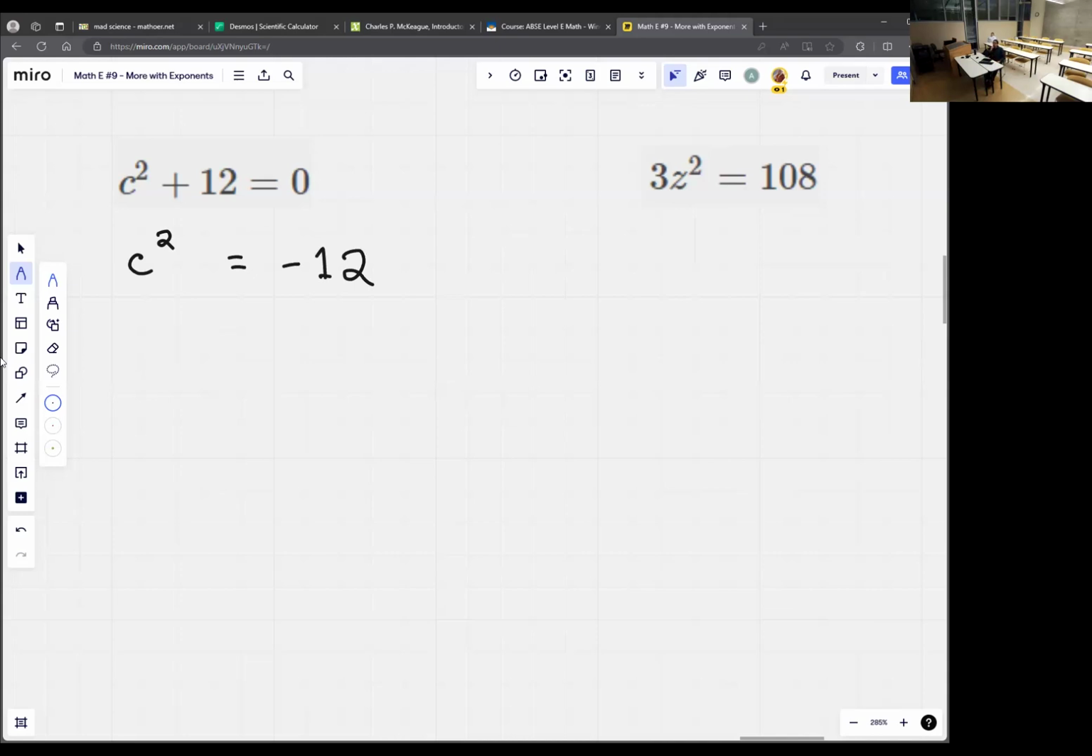And here we have something that we'll get back to later. There's no answer. There's nothing that when I multiply it by itself is negative. Anything multiplied by itself is going to be positive because it either was positive or it's a negative times itself, so a negative times a negative. So not all of these things have answers. That one's just sort of first as a warning.